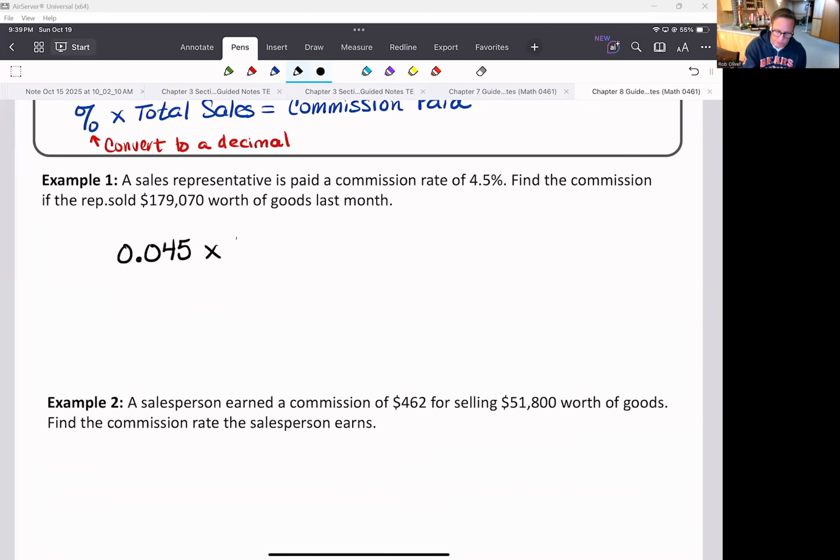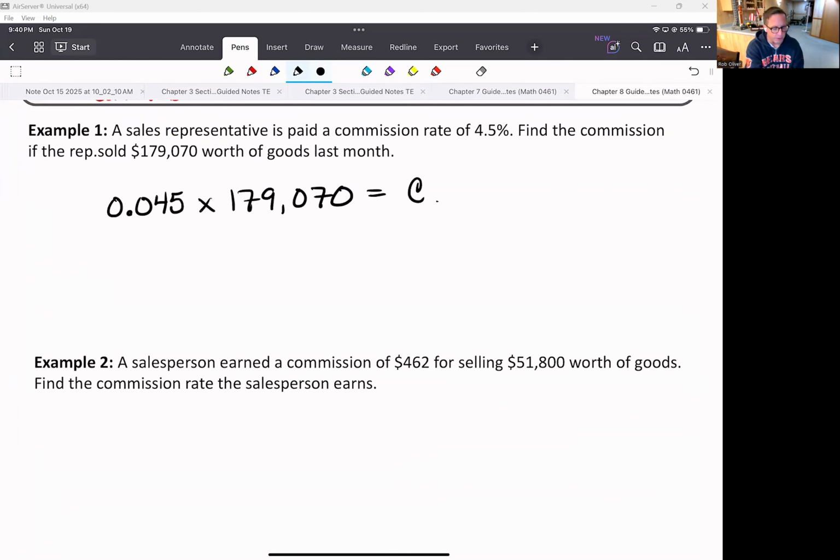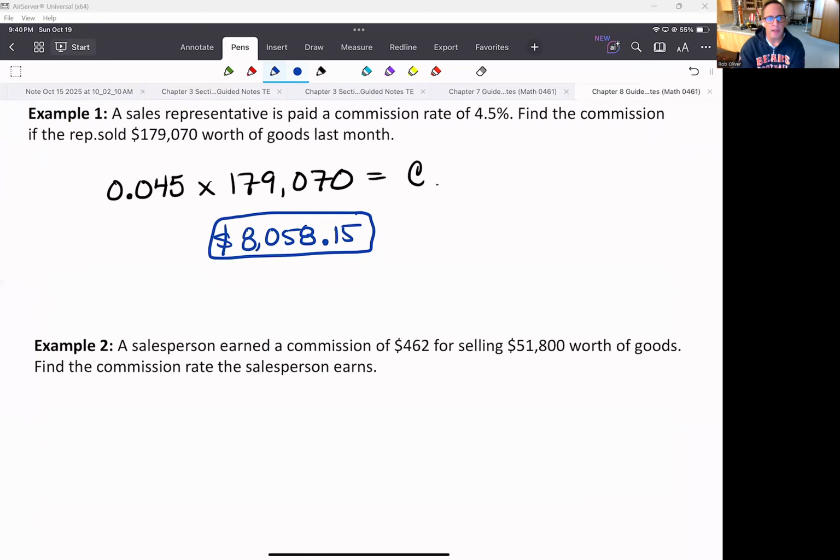The total sales were $179,070. And that's going to equal the commission. I'll put C for commission there. All right, and you can see how much you're going to earn on that. So 0.045 times 179,070, and I got $8,058.15. All right, so that's what that salesperson is going to get in commission from that particular sale.